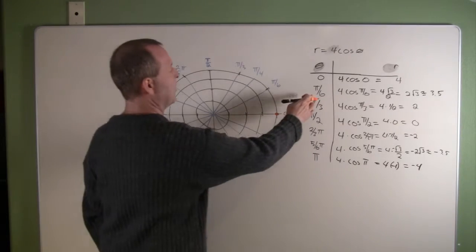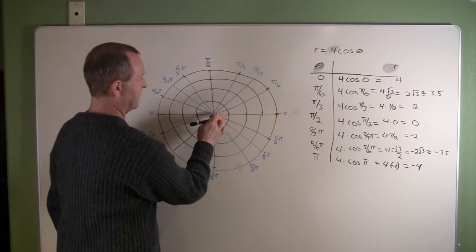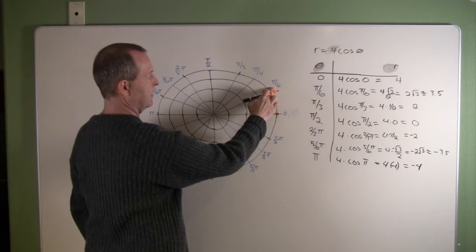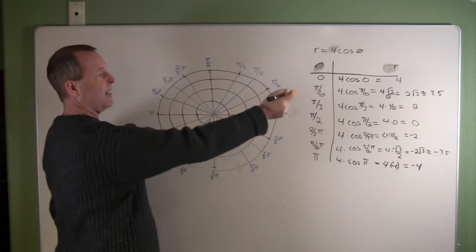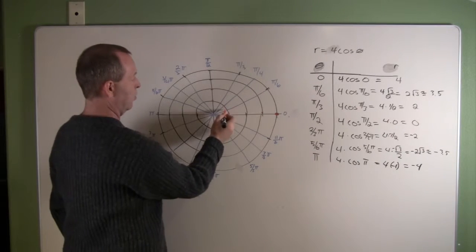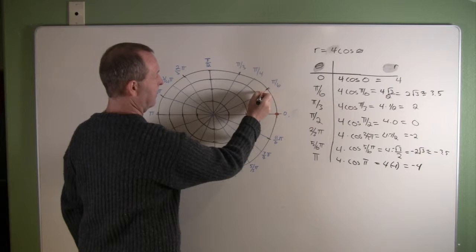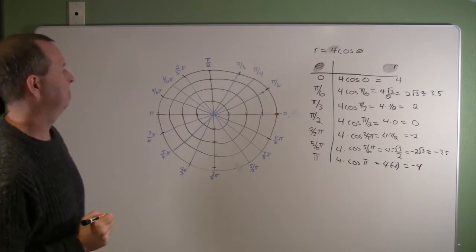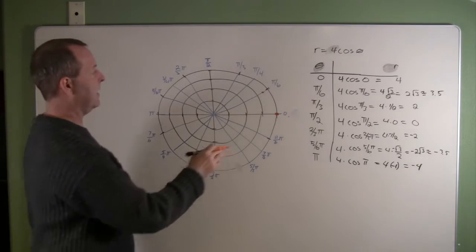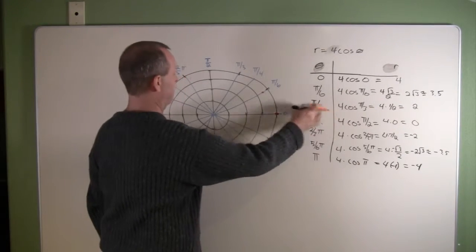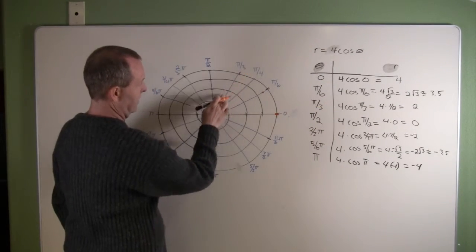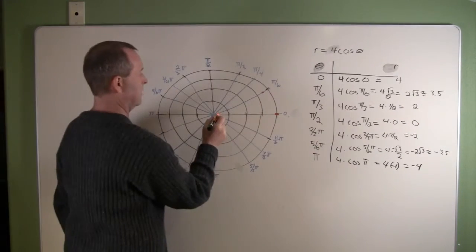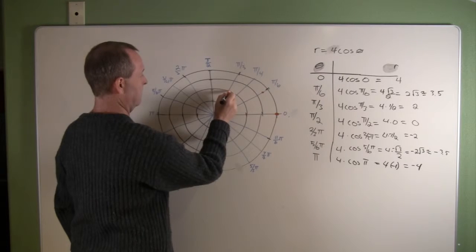Okay, the next one is we have an angle of pi/6. That's this angle right there, of pi/6, and I want to go out a radius of 3.5. So 1, 2, 3, and roughly right about there, 3.5. The next one we looked at is theta of pi/3. That's this one right here, and I have a radius of 2. So pi/3, 1, 2.